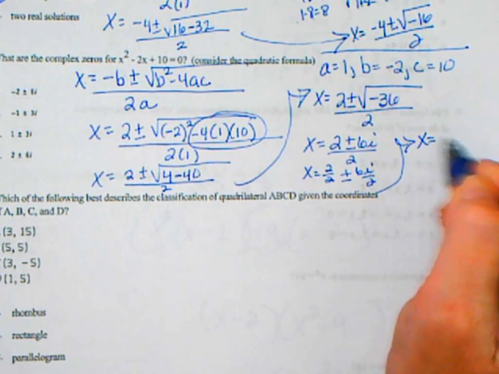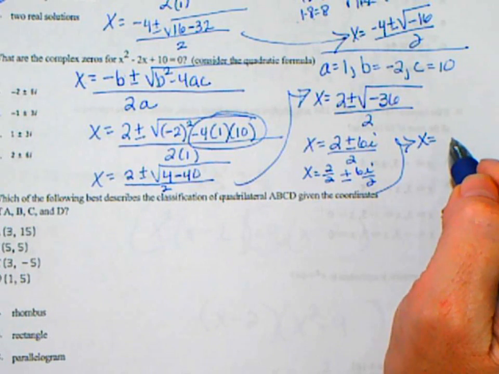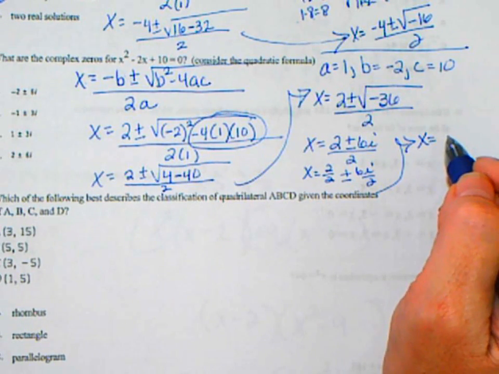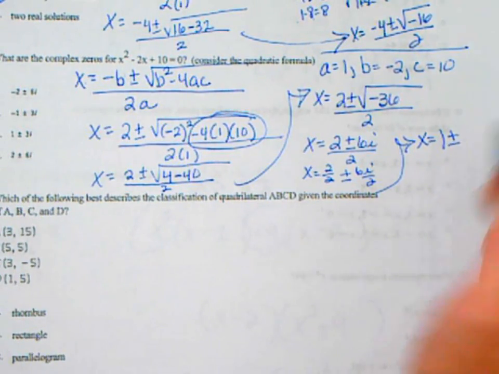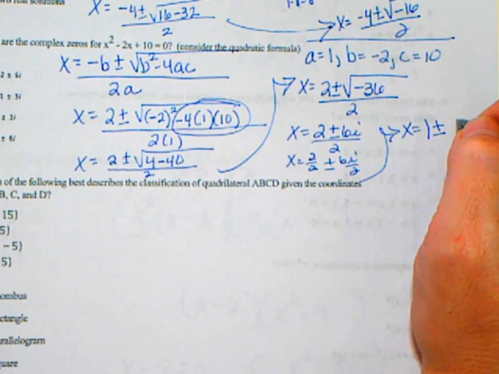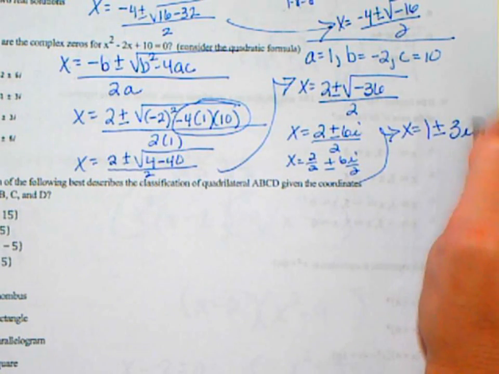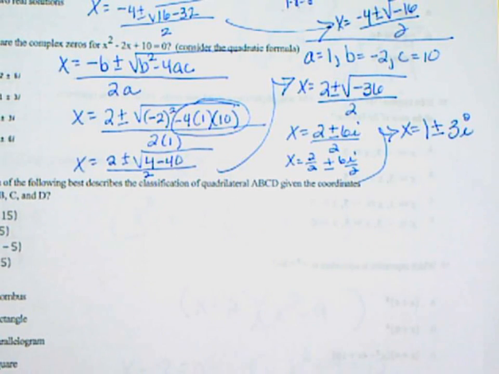So what's 2 divided by 2? Do we have to include that? If I'm multiplying by 1, I don't. If I'm adding or subtracting a 1, I do. So 1 plus or minus what? What is 6i divided by 2? 3i, which is option C.